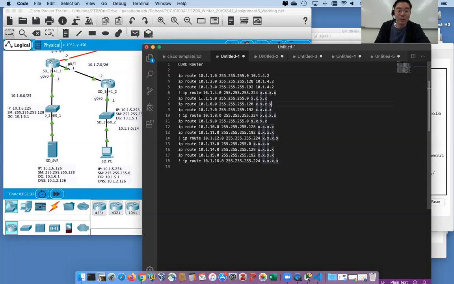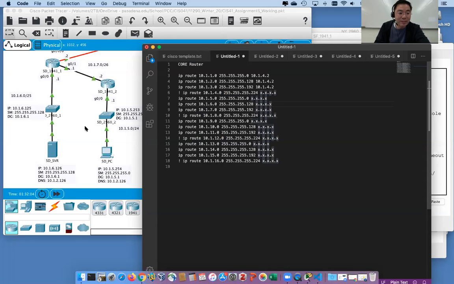Okay, and so the core router, as you can see, we're not concerned with 10.1.4, 10.1.8, 10.1.12, and 10.1.16 because those are directly connected. What we are concerned about are the routes to 10.1, 10.2, and 10.3. So those are going out 10.1.4.2.